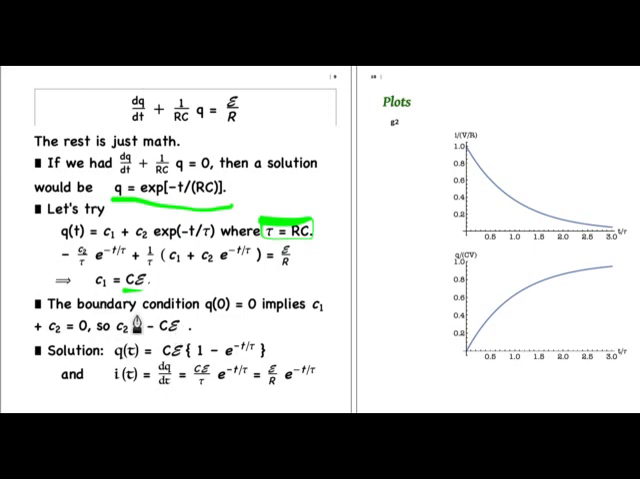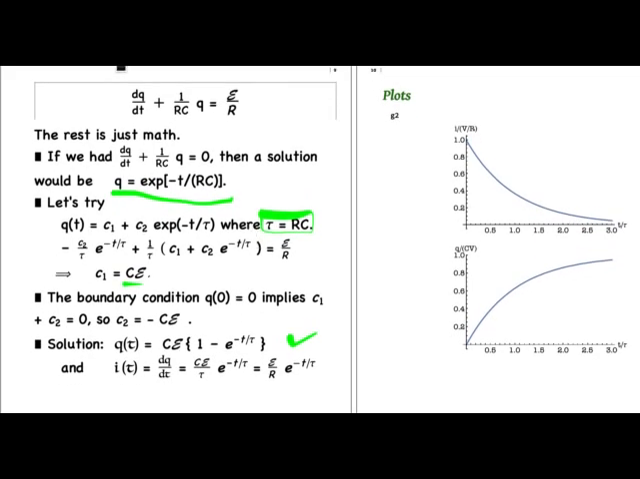So now I know what C1 is, now I know what C2 is. So here's the solution. C1 is CE, plus C2, which is minus CE, so minus e to the minus t over tau. So there's the charge as a function of time. If you've had a differential equations course, you know how to solve this kind of equation. You have the particular solution, that's the solution CE, plus the solution of the homogeneous equation, that's the exponential, and you have to apply the boundary condition. Well, that's exactly what I've done here.